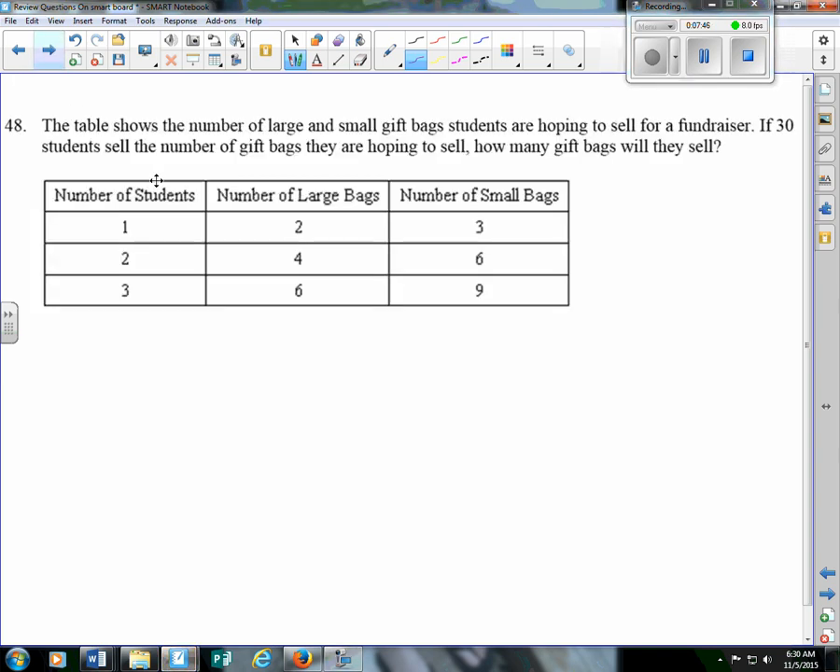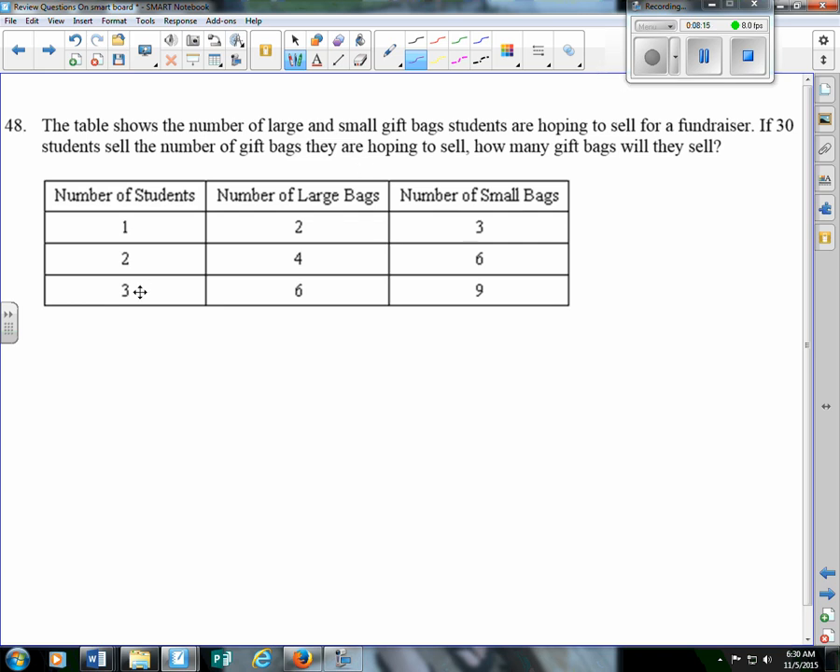Next problem. The table shows a large number of small gift bags students are hoping to sell at a fundraiser. If 30 of the students sell the number of gift bags they are hoping to sell, how many gift bags will they sell? So what you have to look at is, we're saying if 30 students sell the number of gift bags they are hoping to sell, how many gift bags will they sell?